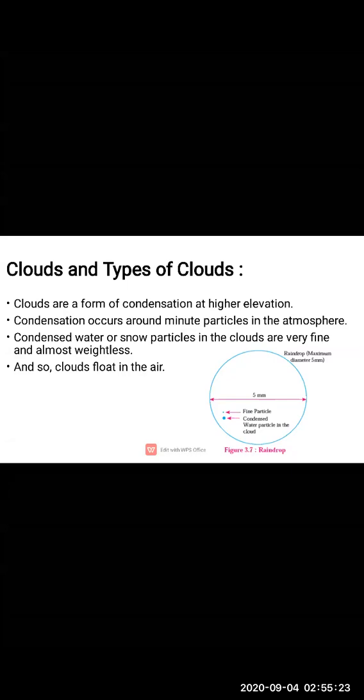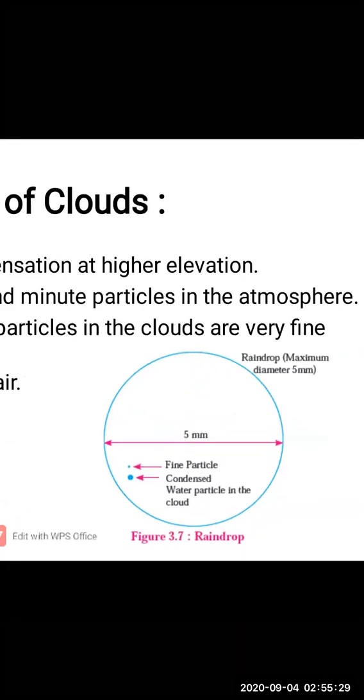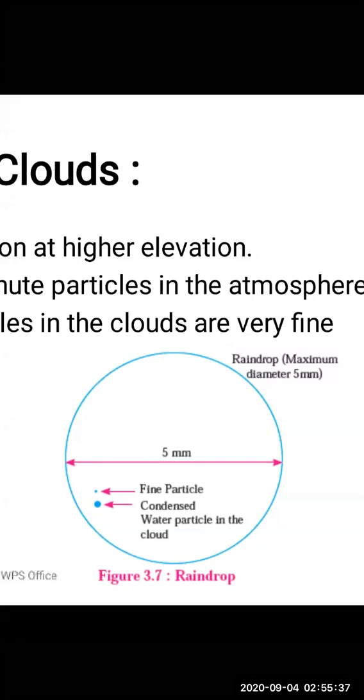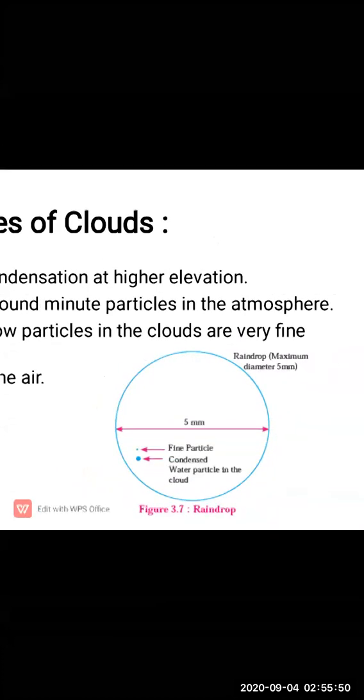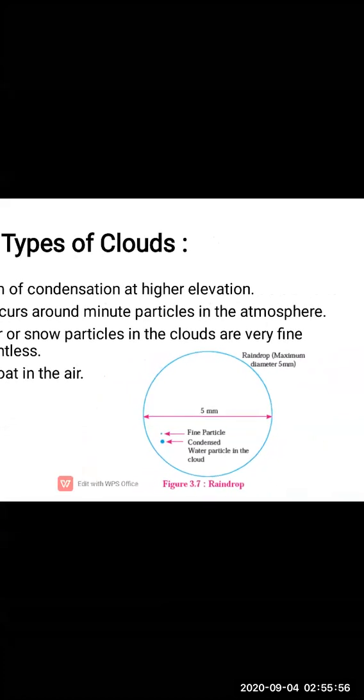Here in this picture, I'll zoom for you children. See here, the maximum diameter of the raindrop is about 5 mm. So here, this fine particle, and this big one is the condensed water particle in the cloud. And this is our raindrop. Its maximum diameter will be about 5 millimeter. Now moving ahead, children, as we know, we receive heat from the sun.